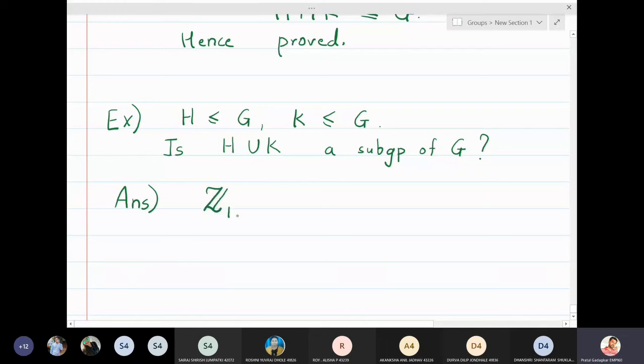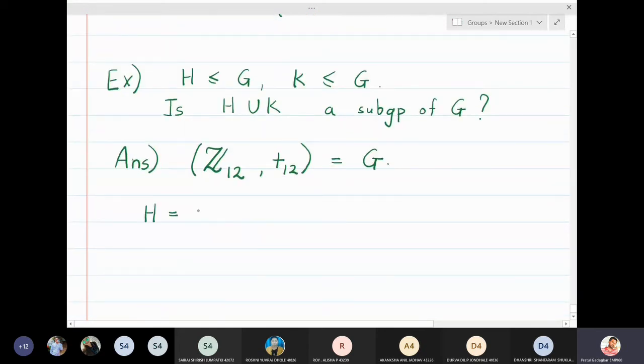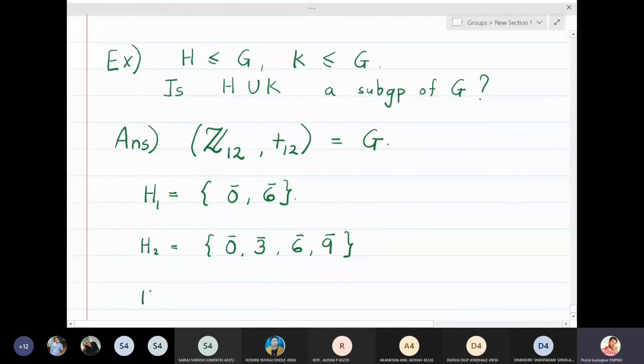Let me take Z12 as a group with respect to addition modulo 12. This is my group G. The first subgroup H1 I'm going to take is 0 bar and 6 bar. The second subgroup that I'm going to take is 0 bar, 3 bar, 6 bar, and 9 bar. So these are all multiples of 3. And the third subgroup that I'm going to take is 0 bar, 4 bar, and 8 bar. Now, these are all multiples of 4.